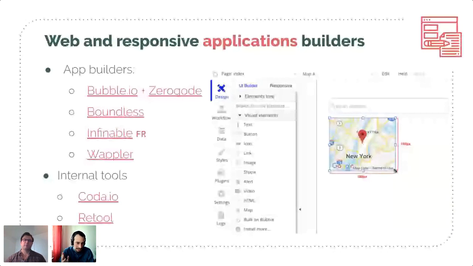Obviously, there's a lot of alternatives. I won't go into the details. Check Boundless, check Infinable, which is a French company, and they're trying to do something. They're obviously not as powerful. They're younger, but they have some different take on this app building concept, so they can be worth it. And if you want to build more internal tools, meaning tools for your team, for your productivity, check out Coda and Retool. They're extremely popular in the no-code community.